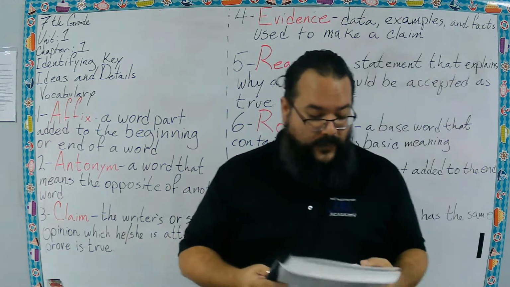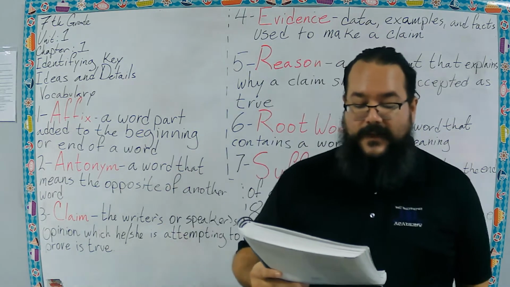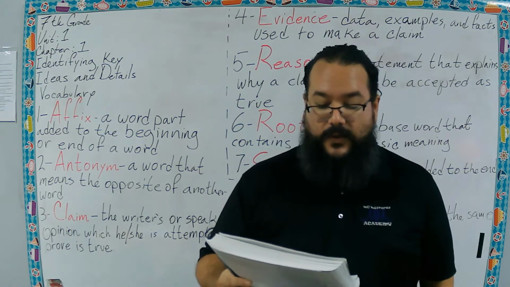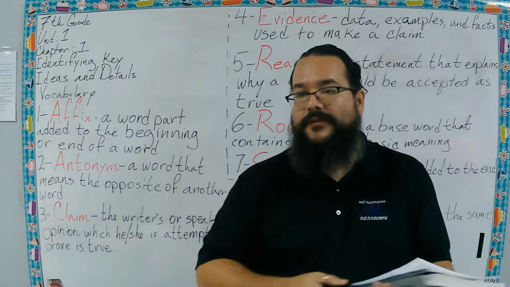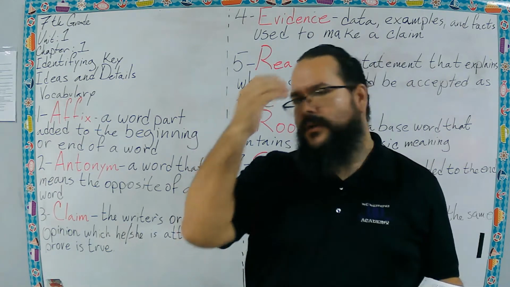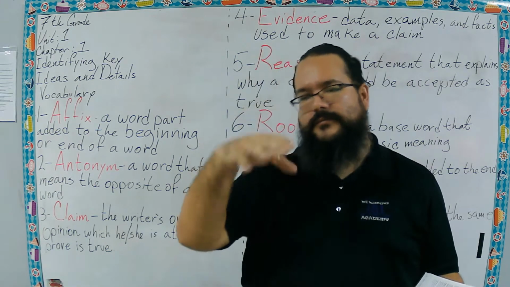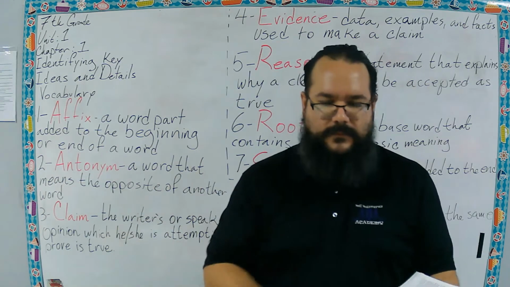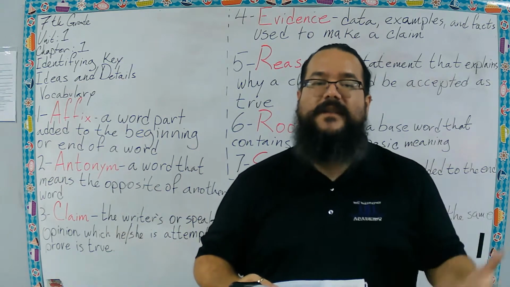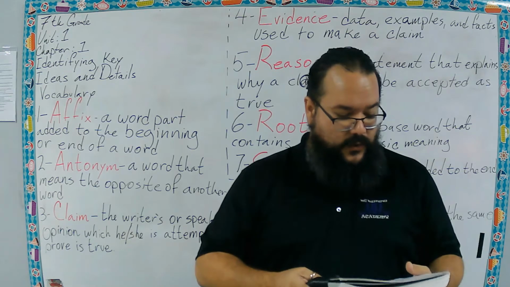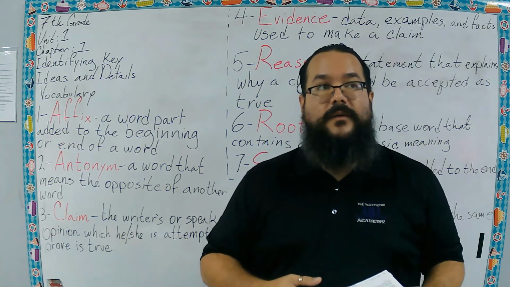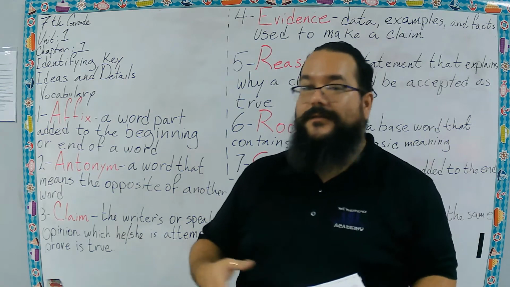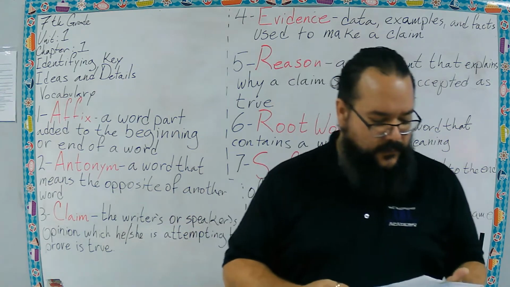Antonym: a word that means the opposite of another word. For example, cruelty is an antonym of kindness. We have this word in Spanish too, antónimo. It's just a way of saying the opposite. It's a word that means the opposite of another word. Cruelty, kindness. We could use the word down for up, for example.